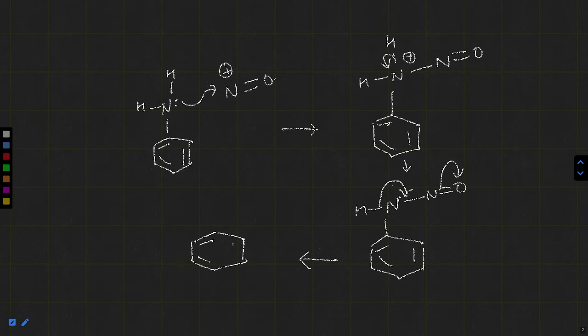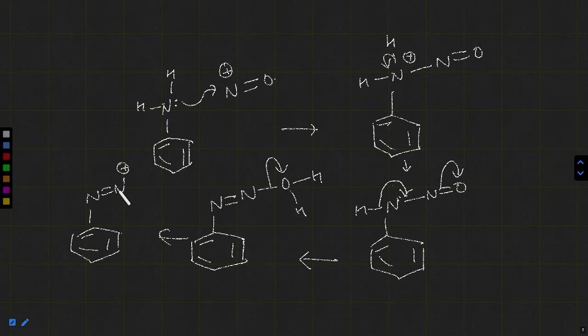This will create N double bond N and O minus, which is now satisfied by the H. No problem till now. Now what will happen? It will again be protonated and this water will leave, and this will result in your diazonium, benzene diazonium.